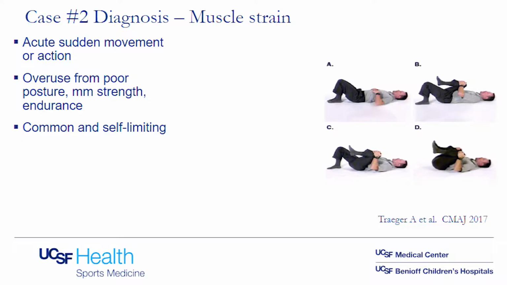Okay, so her diagnosis: no radicular pain, right? Pain is localized, not radiating, it is a muscle strain. 90% of the back pain that we're going to see in our office is muscle strain. Acute sudden movement or action, overuse from poor posture, muscle strength, endurance, usually very common and self-limiting.